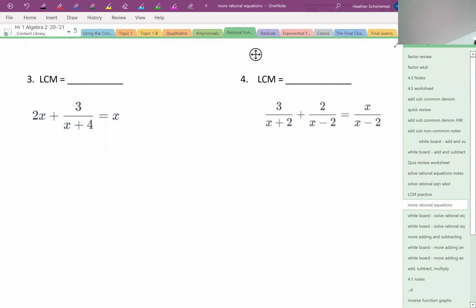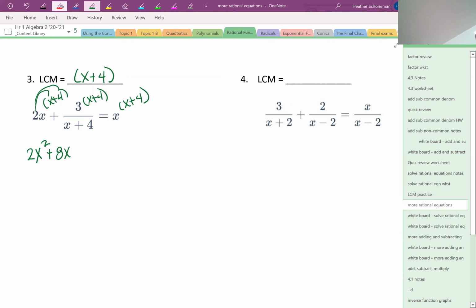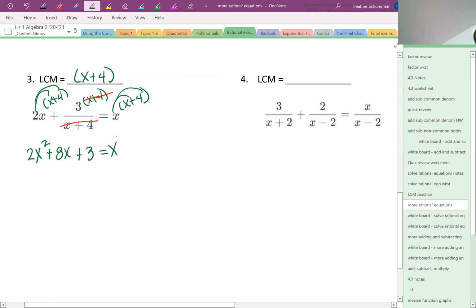All right, let's look at number 3. Number 3, my least common multiple is x plus 4. So I'm going to multiply everything times x plus 4. So on this one, I'm going to distribute, and that gives me 2x squared plus 8x. Here they cancel, and I just get plus 3 equals, over here, nothing cancels, so I have to distribute, and I get x squared plus 4x.